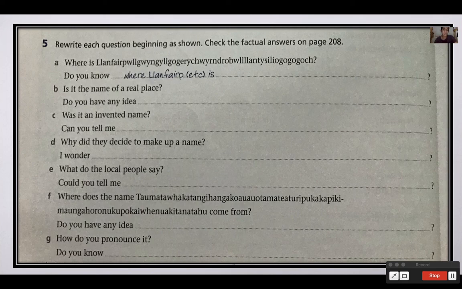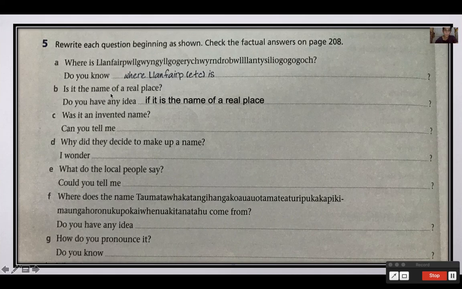Then rewrite each sentence beginning as shown. Check the factual answer. That doesn't matter for you either. Do you know where Lionfire is? Okay, we are making a question with that. Rewrite each sentence. Okay, we have to write it again. Do you have any idea if it is the name of a real place?